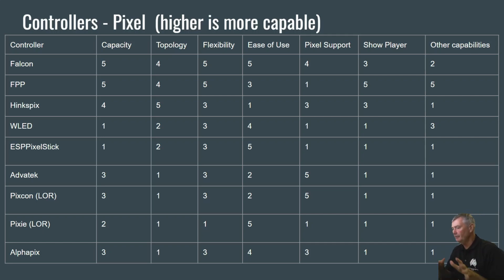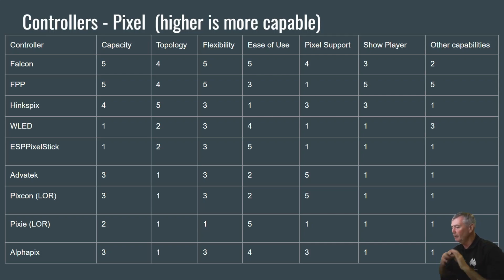On the pixel support front, the Avitex and Pixicons, which are fundamentally the same hardware, win out here. The Avitec guys support an amazing array of pixels. So if you've got something weird and esoteric that you'd want to use, the Avitec is probably the most likely board to support your weird and wonderful pixels.